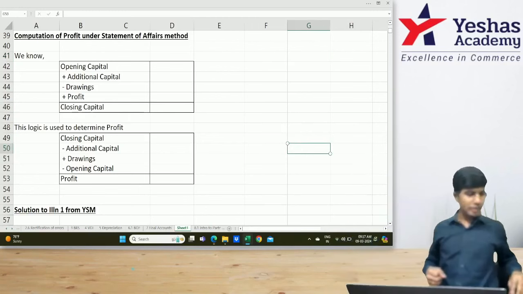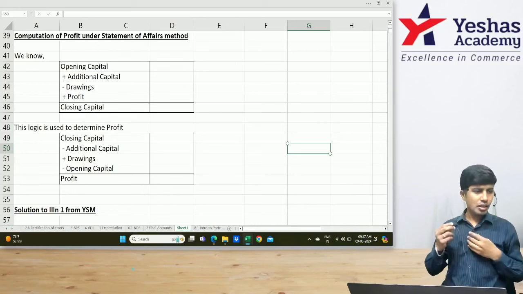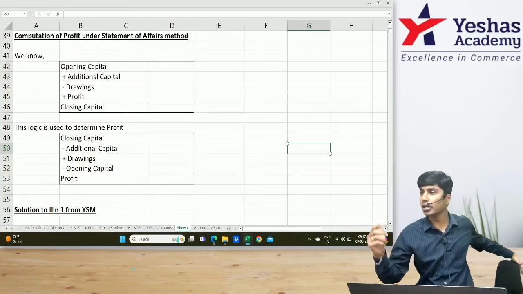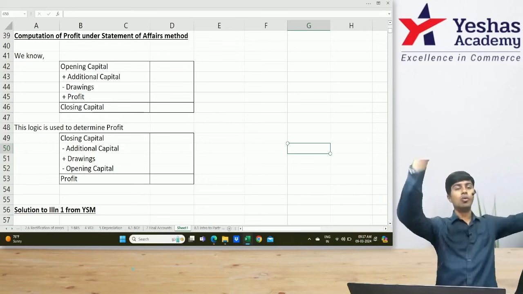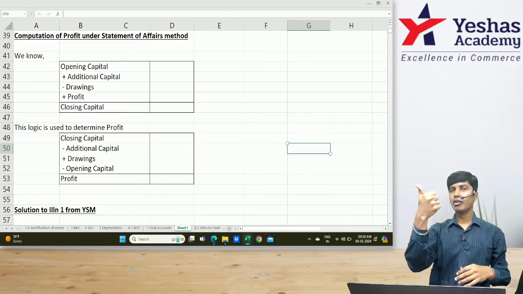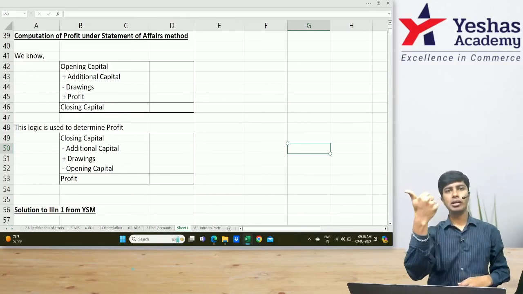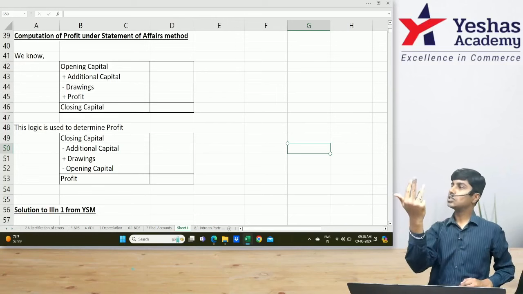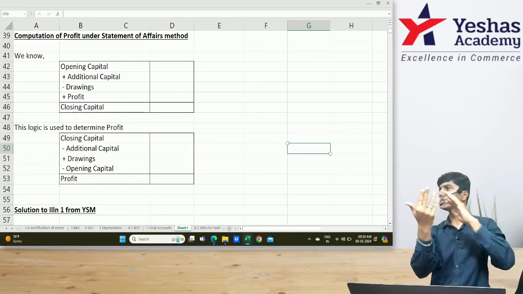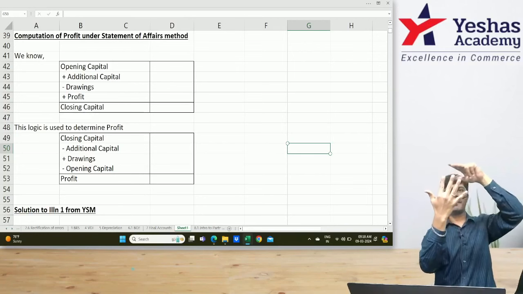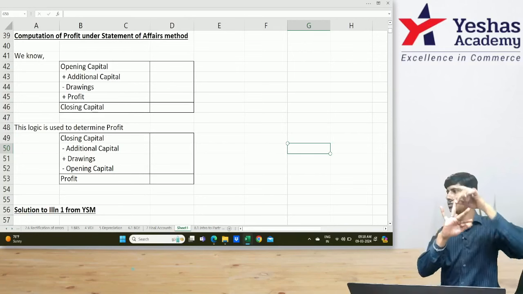Okay, one small takeaway from what we have written; I'll revise it again. What is the journey from opening capital to closing capital? Opening capital plus additional capital minus drawings plus profit or minus loss is closing capital. So you will know opening, closing, additional capital and drawings, and you should find profit. Am I right?